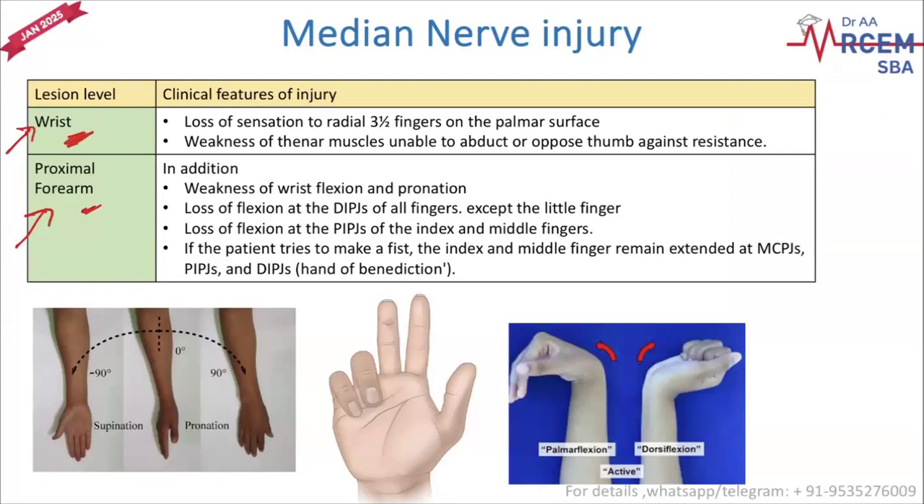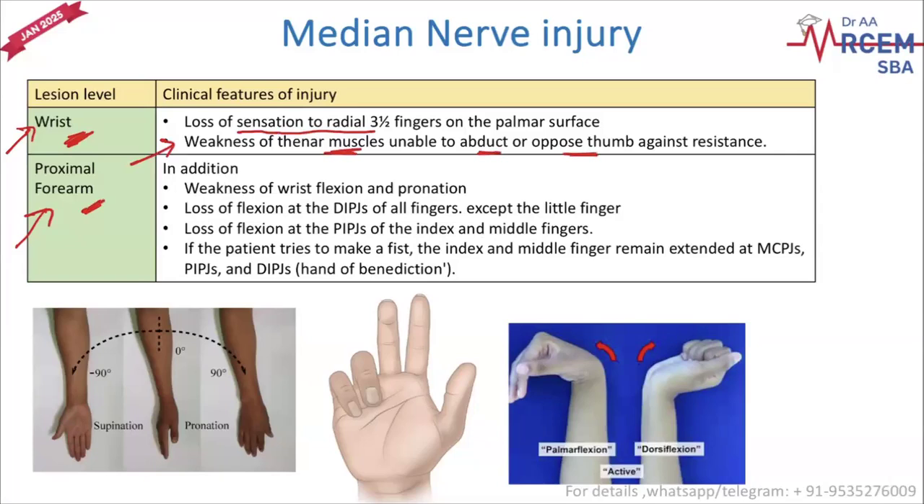If it's injured in the wrist, there is loss of sensation. We are already aware of where the loss of sensation is from the previous diagram, so I'll skip that one. Along with it, there is weakness of the thenar eminence. He's unable to abduct and oppose the thumb against resistance. That is very important to remember.